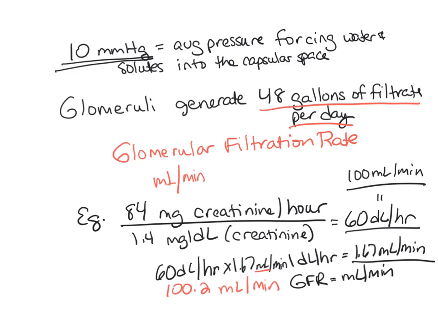Clinically, a patient will be told if their GFR is between 60 and 120, then that would be normal. If it's between 15 and 60, then that is kidney disease. And if it's between 0 and 15, that means that there is kidney failure.